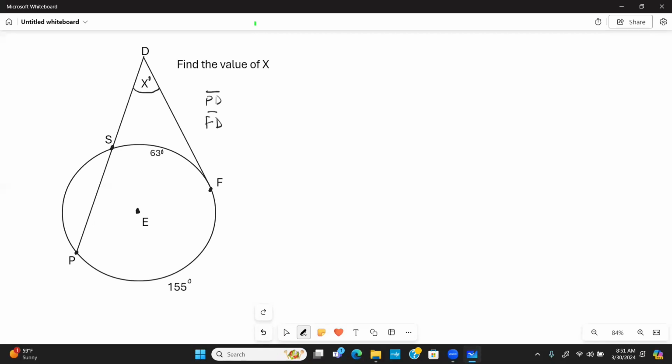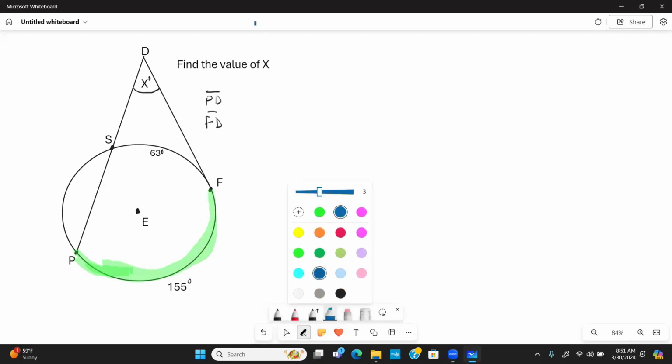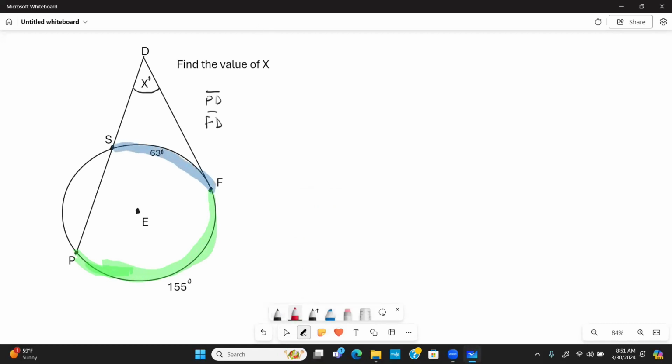For example, the bigger intercepted arc would be from P to F. The smaller intercepted arc would be from S to F. And you can see that this is where the secant line started at P, and this is where the tangent is at F. So you can see the arc right there. And you can see the smaller one here, which is the second point that the secant line cuts. So we're looking at two arcs each time.